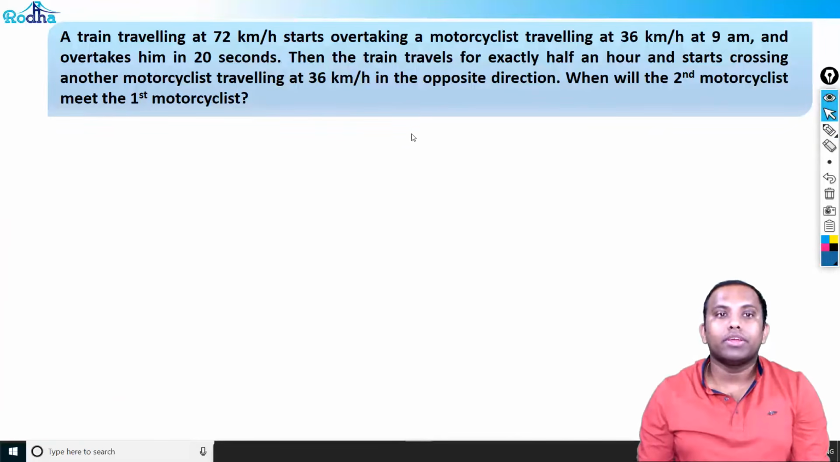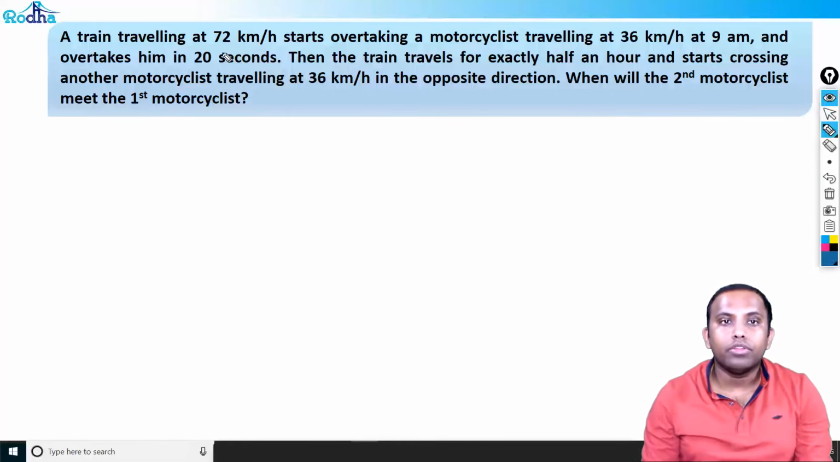Here's a question. A train traveling at 72 km per hour starts overtaking a motorcyclist traveling at 36 km per hour at 9 am and overtakes him in 20 seconds. Then the train travels for exactly half an hour and starts crossing another motorcyclist traveling at 36 km per hour in the opposite direction. When will the second motorcyclist meet the first motorcyclist? It's a fantastic question, right? See here, first of all, this time is in seconds, right?